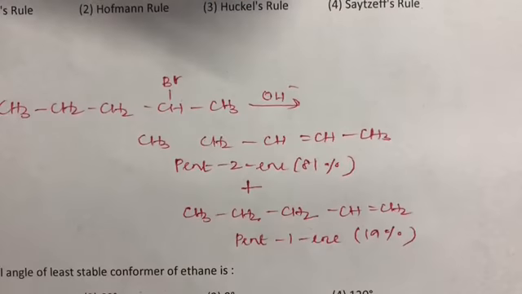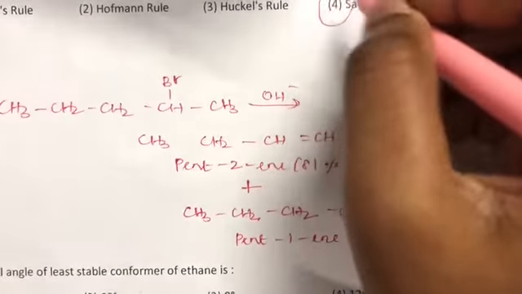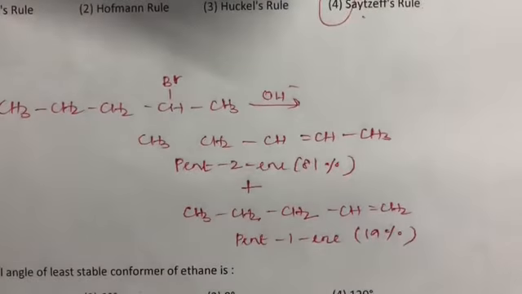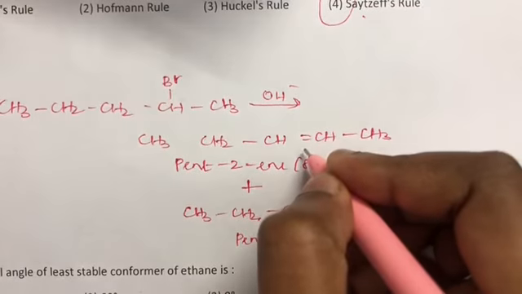Basically, the major product that is formed in this dehydrohalogenation reaction to form pent-2-ene from 2-bromopentane is because of Zaitsev's rule. That is option 4. And what they are saying is, in dehydrohalogenation reactions, the preferred product is that alkene which has the greater number of alkyl groups attached to the doubly bonded carbon atoms.